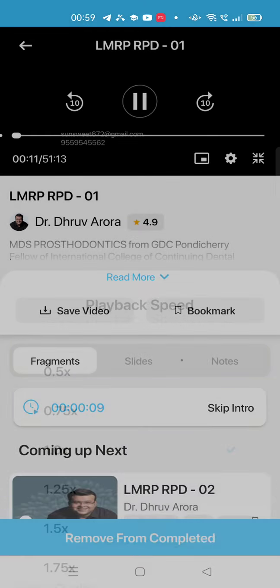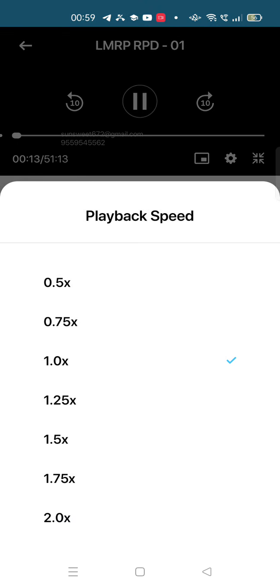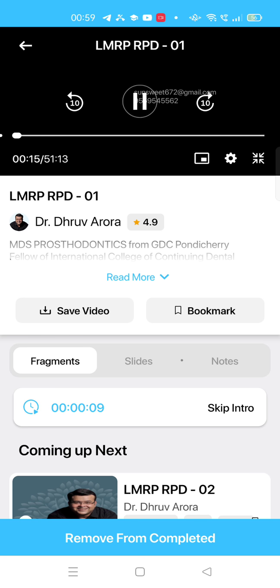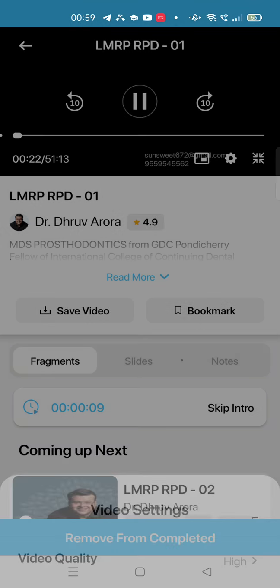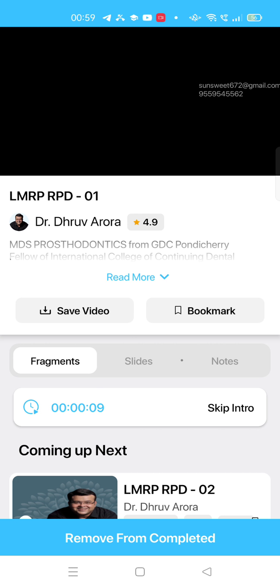Hi friends, so we are going to talk about removable partial dentures, and this session is going to be a short quick session which is the last minute revision points. So when you talk about removable partial dentures, there are a few things which are really important for us to know as far as the examination part is concerned.